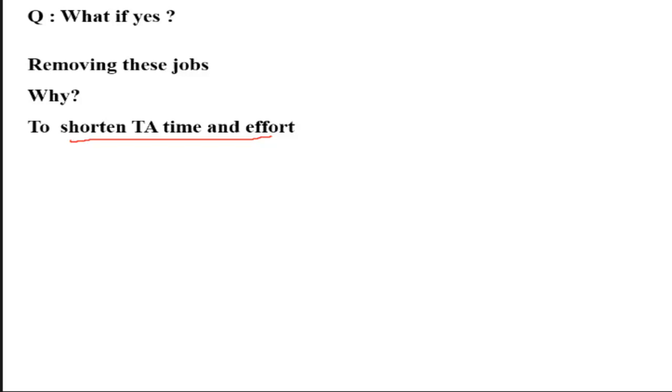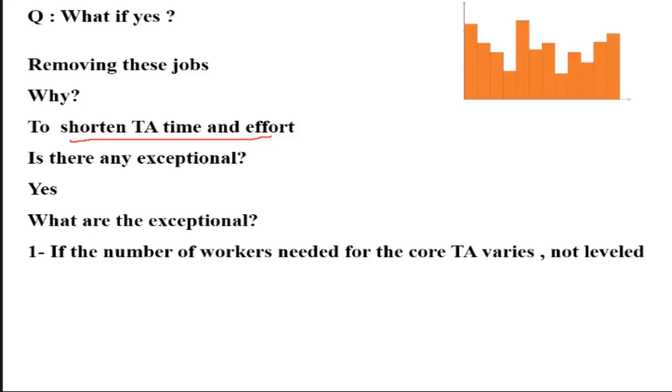However, there are some exceptions to this rule. The first exception is if the number of workers needed for the STO fluctuates very much or varies very much and is not leveled, so we might accept a non-essential activity to level the workforce needed during the event.